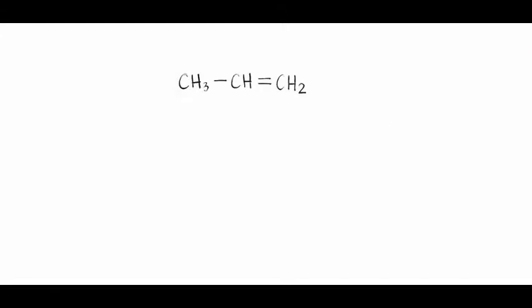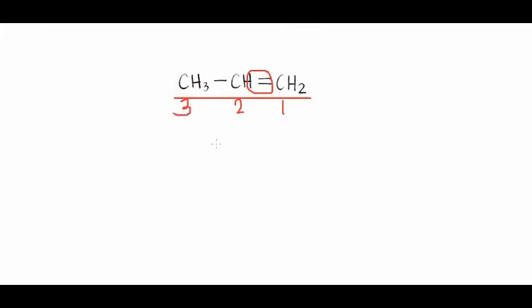For the first rule, select the parent chain, the longest continuous carbon chain containing the carbon-carbon double bond. So here in the example, our longest continuous chain is this one. For step 2, number the carbon atoms of the parent chain starting at the end closer to the double bond. So the double bond is located here. So we're going to start numbering the carbon from this end. So this will be number 1, number 2, and number 3 carbon.